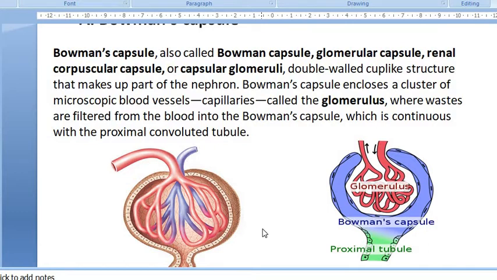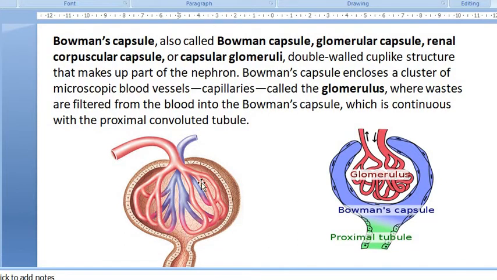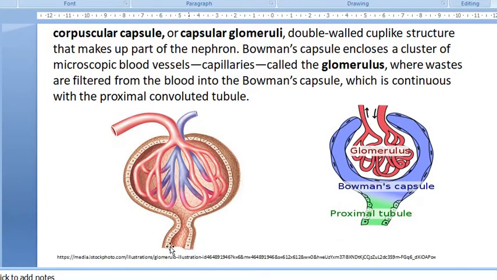This capsule encloses a cluster of microscopic blood vessels. These are the blood vessels, which are also called capillaries. Altogether, it is called the glomerulus, where wastes are filtered from the blood into the Bowman's capsule, which is continuous with the proximal convoluted tubule. This is the proximal convoluted tubule.